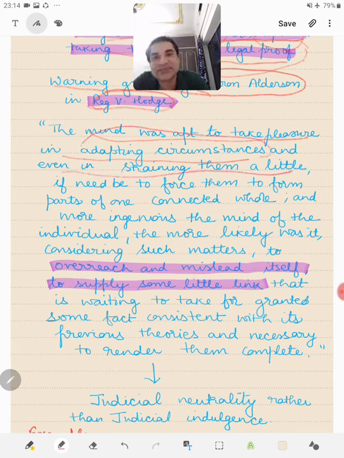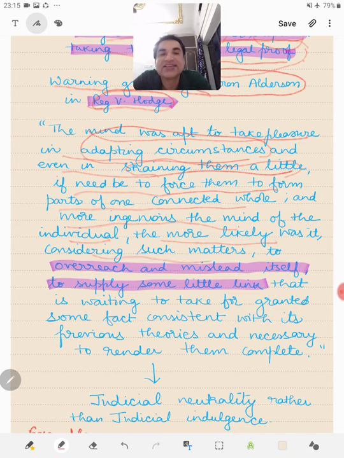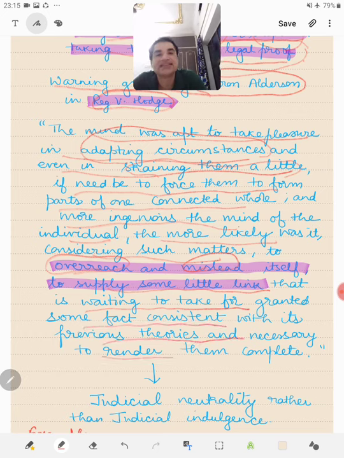Friends, adapting circumstances, these all add subjectivity to the circumstantial evidence. "And even in straining them a little, if need be, to force them to form part of one connected whole. And the more ingenious the mind of the individual, the more likely was it, considering such matters, to overreach and mislead itself, to supply some little link that is wanting, to take for granted some fact consistent with the previous theories and necessary to render them complete."